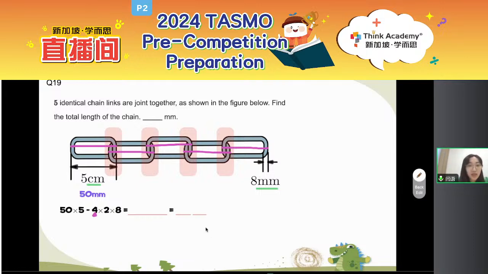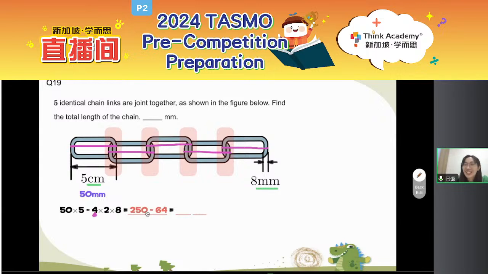So for this, move on to the calculation part. I know that some of you are really bad at multiplication, right? 50 times 5, that is 250. And then minus 4 times 2 times 8. What is 4 times 2 times 8? What, 32? You say 32?